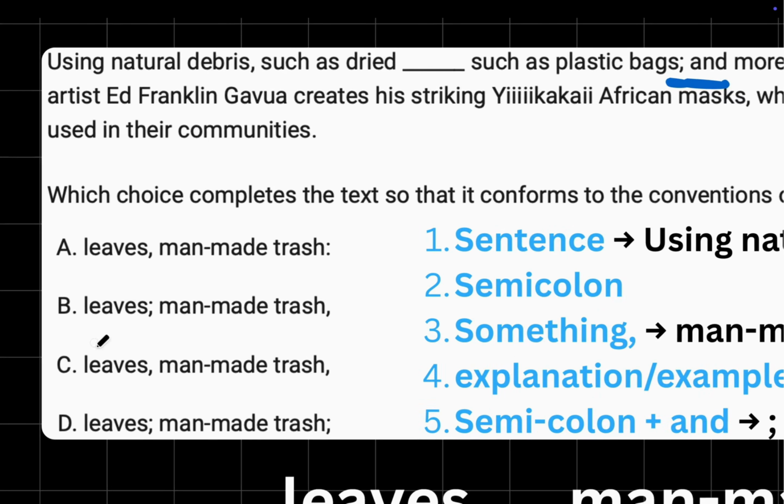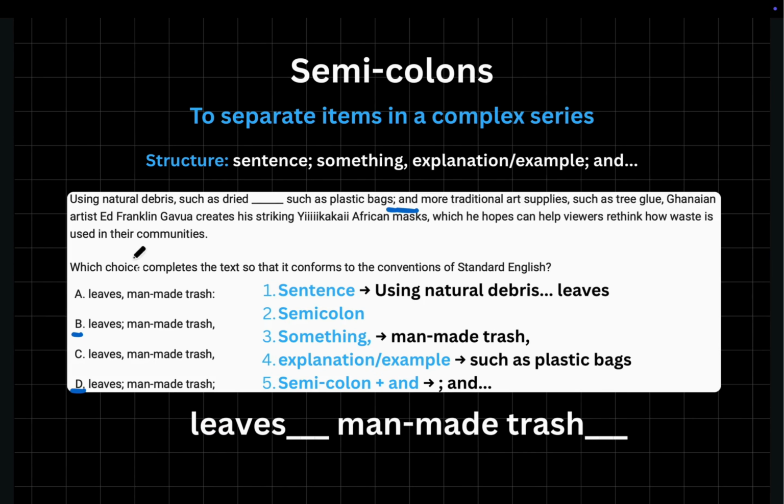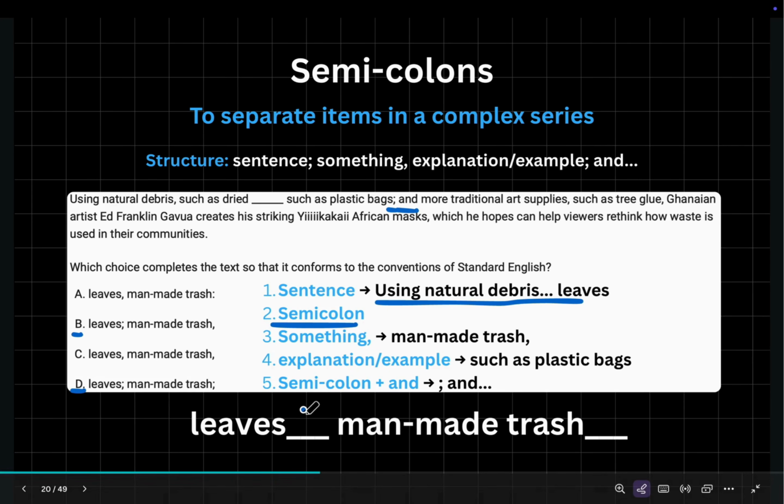However, we can see choice B and choice D both have a semicolon. So how do we know which one to pick? Well, as we said, there is first the sentence, so using natural debris such as dried leaves, okay. Then there's supposed to be a semicolon after the leaves part, okay?